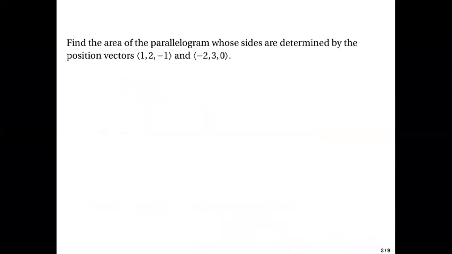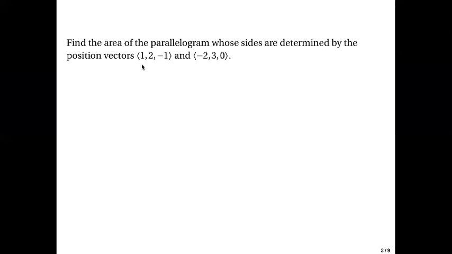So in here, we want to find the area of the parallelogram whose sides are determined by the position vectors <1, 2, -1> and <-2, 3, 0>. Position vectors means that the initial position is the origin.